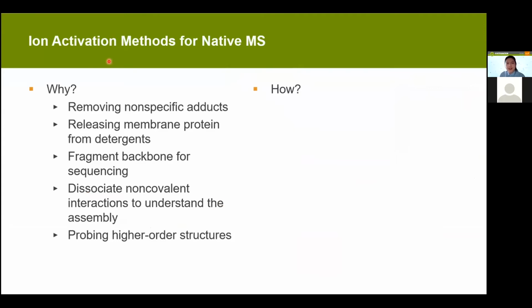So why are ion activation methods so important for native mass spectrometry? Because if you are spraying the proteins under non-denaturing conditions, they like to stick to a lot of salt or solvent molecules, and it basically broadens your peak and destroys your mass resolution. So you need some activation to remove those non-specific adducts and improve your mass analysis. But at the same time, you don't want to over-activate your protein, because then it will destroy the non-covalent interactions. So it's a fine balance you have to tune depending on different proteins.